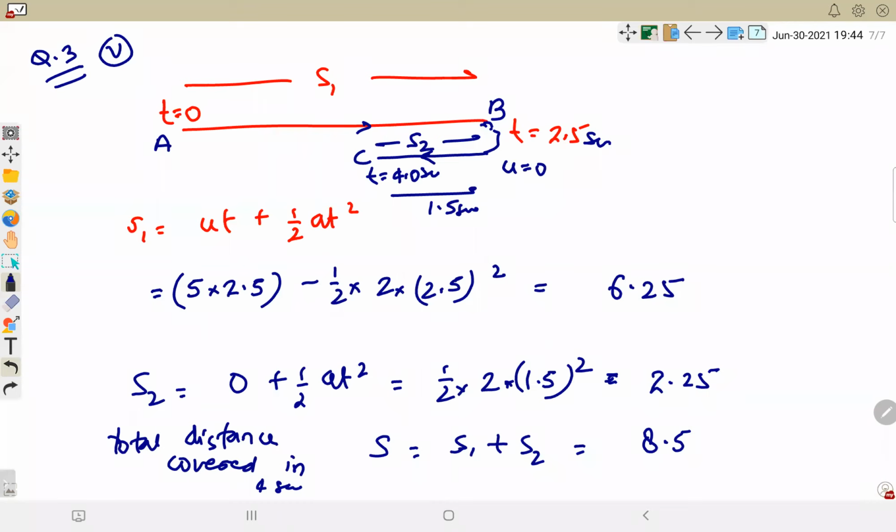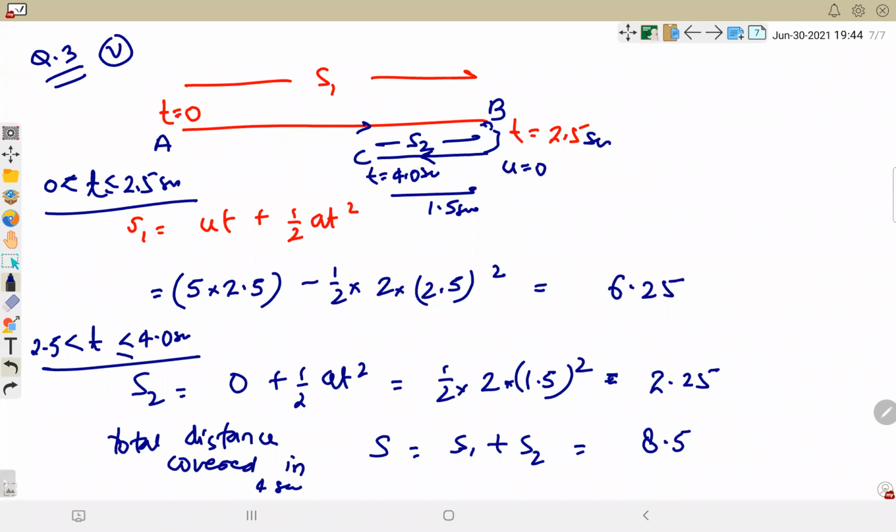0 to 2.5 in the forward direction, and 2.5 to 4 seconds of the journey, it is going in the opposite direction. Right? Okay. So that was question number 5.